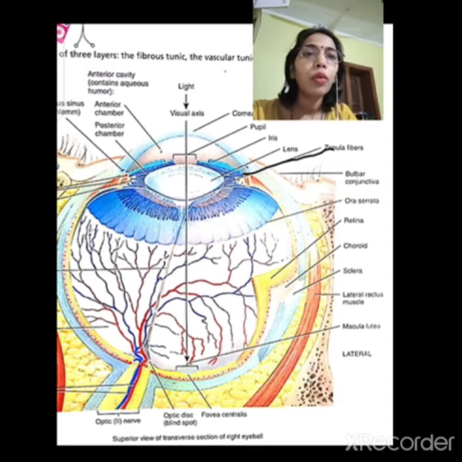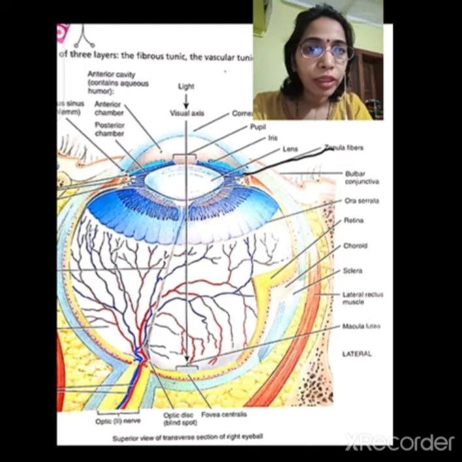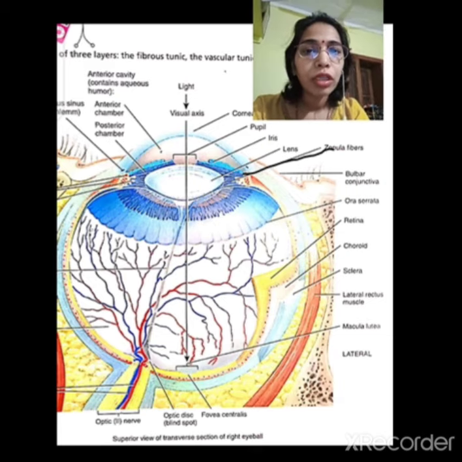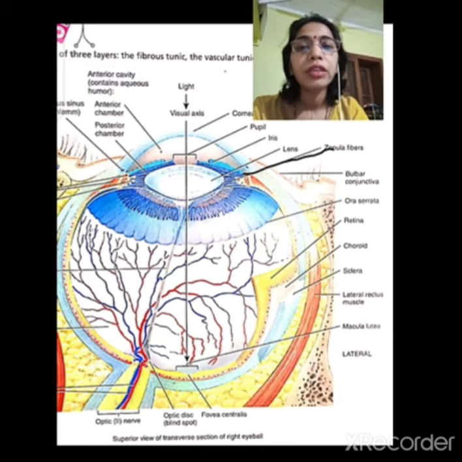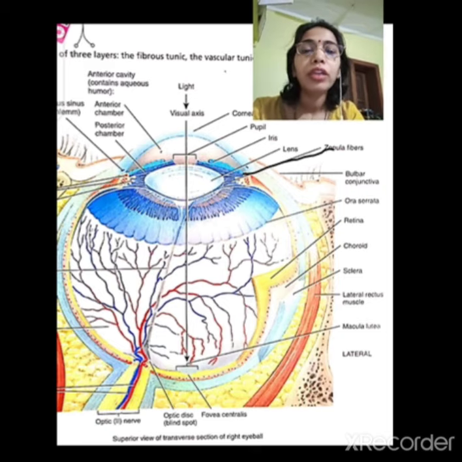Now this is all about the vascular tunic. We are done with the fibrous tunic, the outer one. Then there is the vascular tunic. The fibrous tunic consists of the cornea and the sclera, and the vascular tunic consists of the choroid, the ciliary body, and the suspensory ligaments which are attached to the lens.